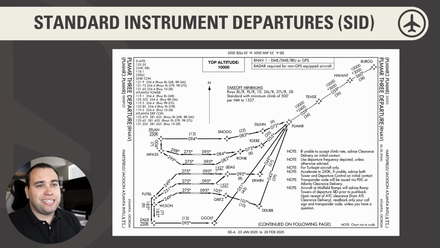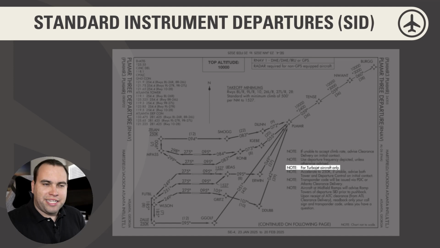So this is the Palmer 3 departure. A lot of notes for this departure. First of all, for most of you guys in flight school training in probably an Archer or a Cessna, we're not going to be able to fly this departure because this is for turbojet aircraft only. But we'll pretend for the sake of example that our little Piper Archer or our Cessna 172 has a turbojet, so we'll talk about this and how we can fly it.